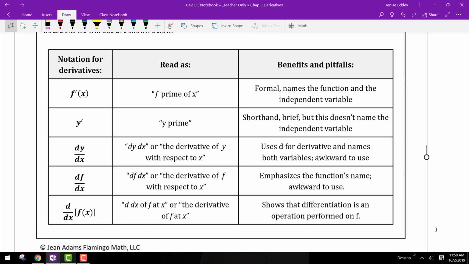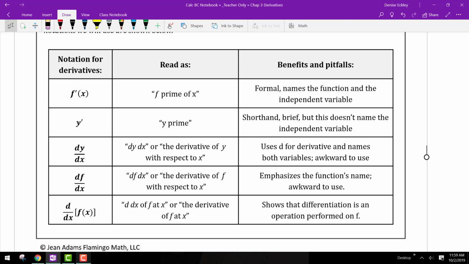And then we go to the German notations that were developed, dy dx, or you can say the derivative of y with respect to x, and we use the d to show we're taking a derivative, and we use the y and the x to show both the dependent and independent variables. Then df dx, or the derivative of f with respect to x, is similar to dy dx, but now we have the function's name, and it may seem awkward, but once you use it for a while, it becomes very familiar.